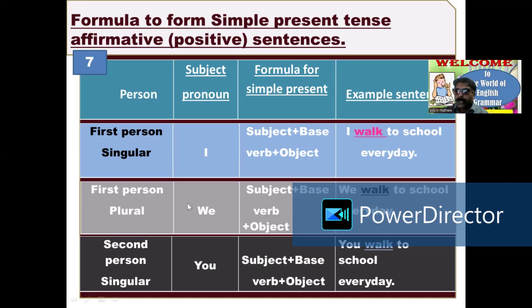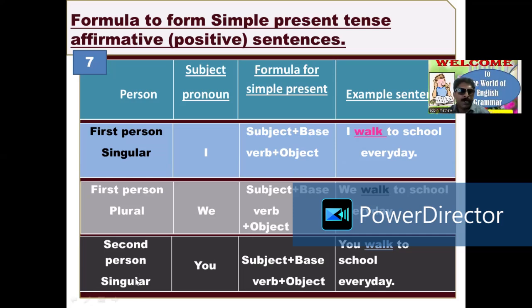Then we are moving to first person plural. First person plural is we. The formula to form simple present tense is subject plus base verb plus object. For example, we walk to school every day.